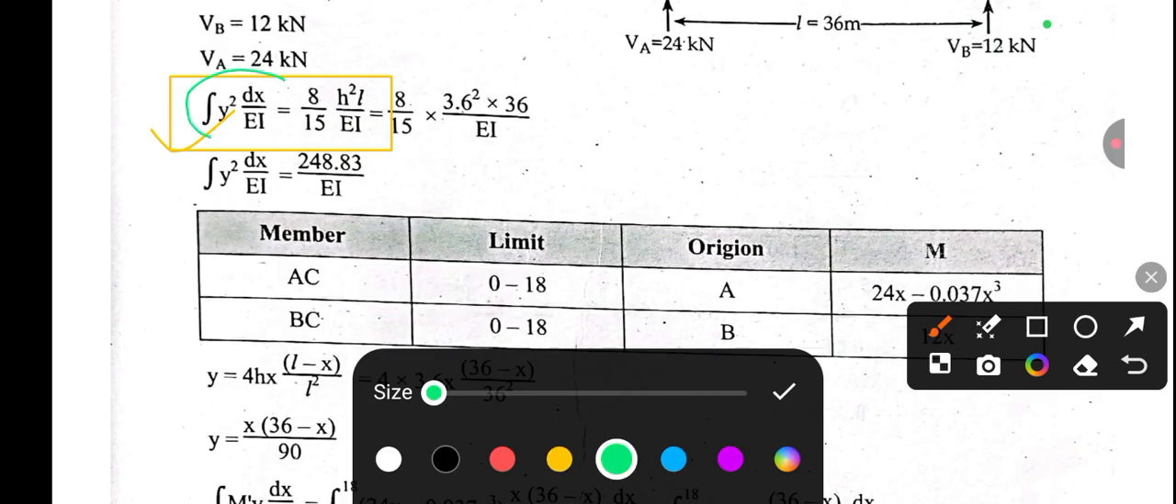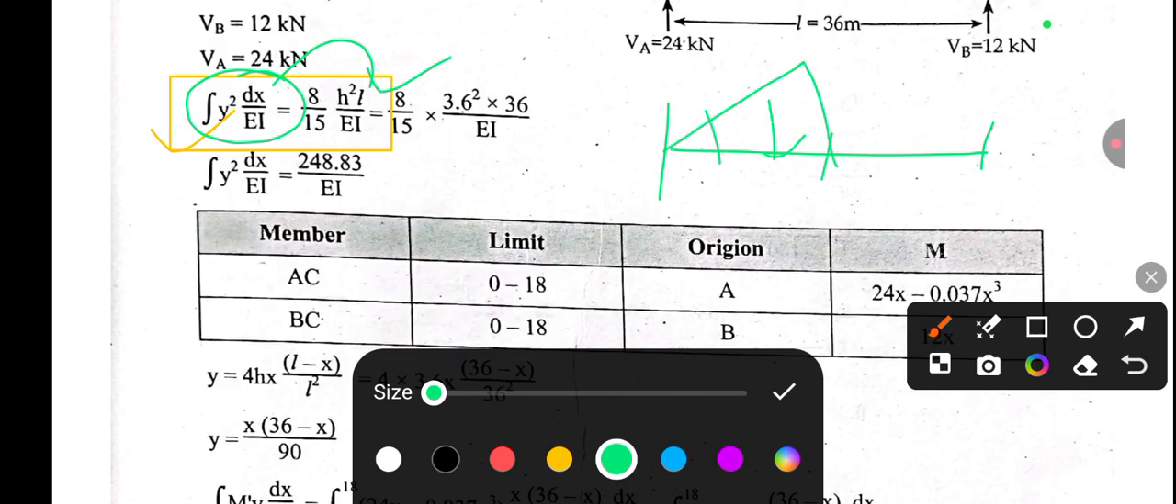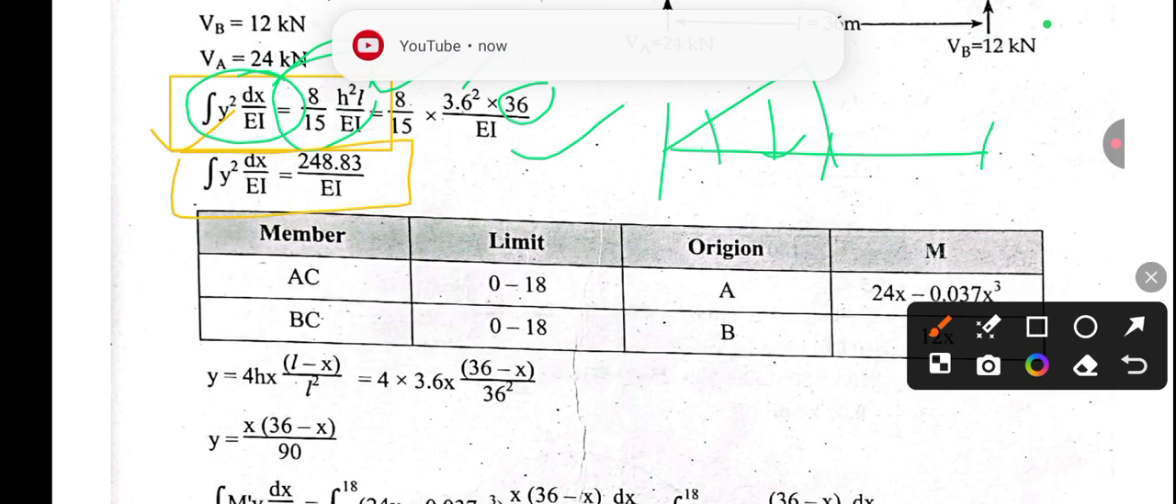For calculation of this denominator part, we can directly use this formula, 8 by 15 h square l by EI. This is for the half span. You can see here in this question, this UDL is acting only on this half span, so we have to use this formula. The value of h is 3.6, so h square is 3.6 square into l, which is 36, by EI. So finally we get this value, and this value is 248.83. So we have calculated the denominator part.